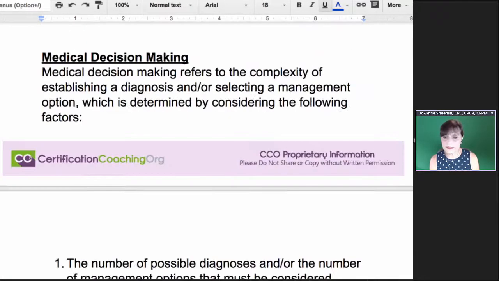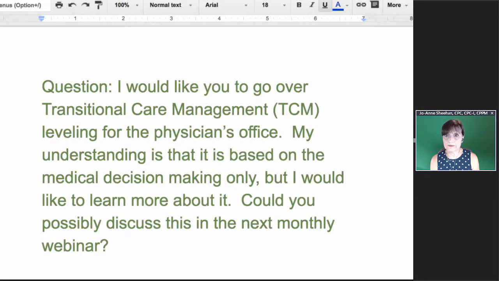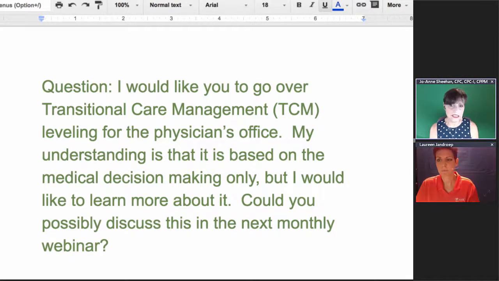And basically that's it. You just want to make sure that if you are coding for TCM, that it is a moderate or high complexity medical decision making. That's very important. Thanks, Joanne.